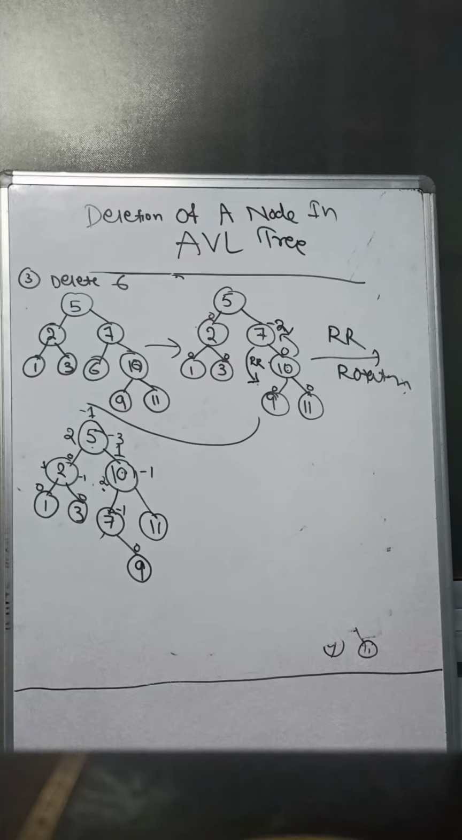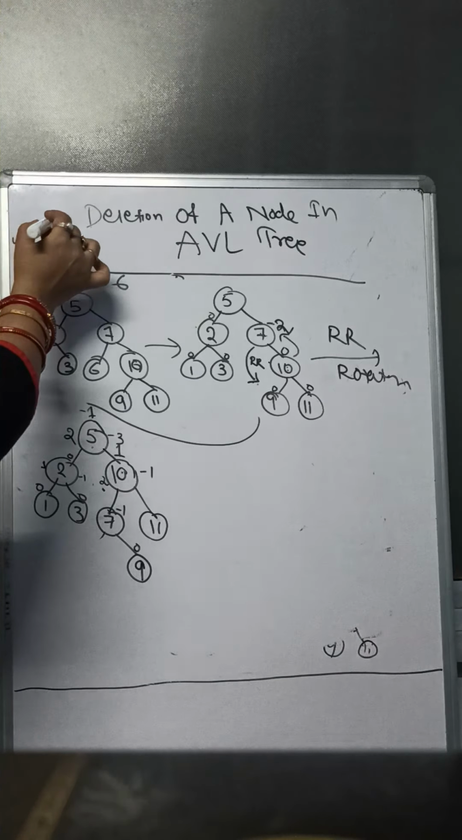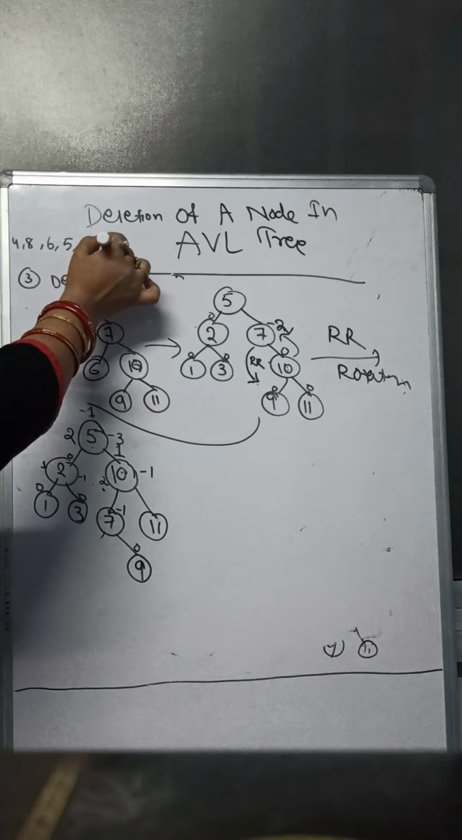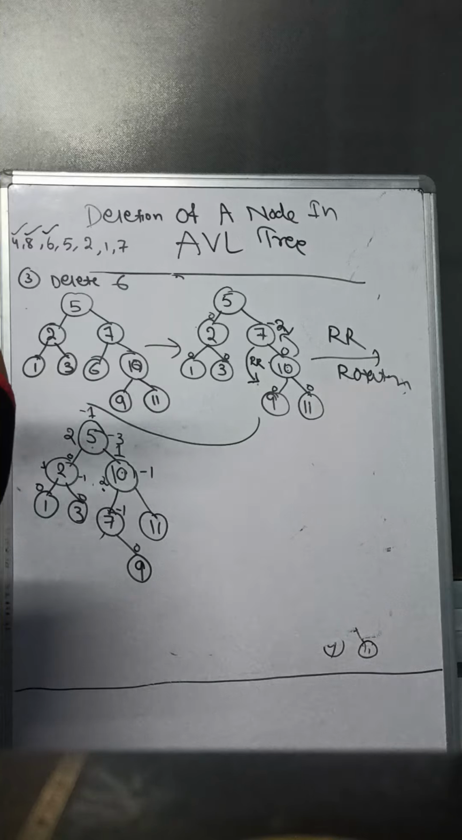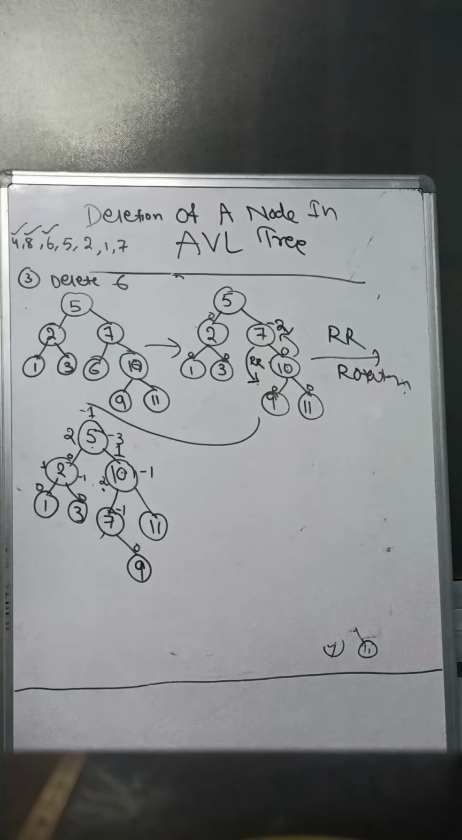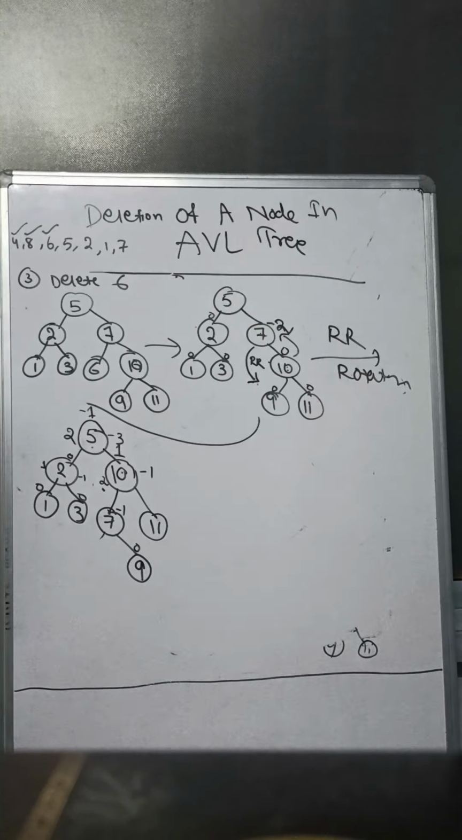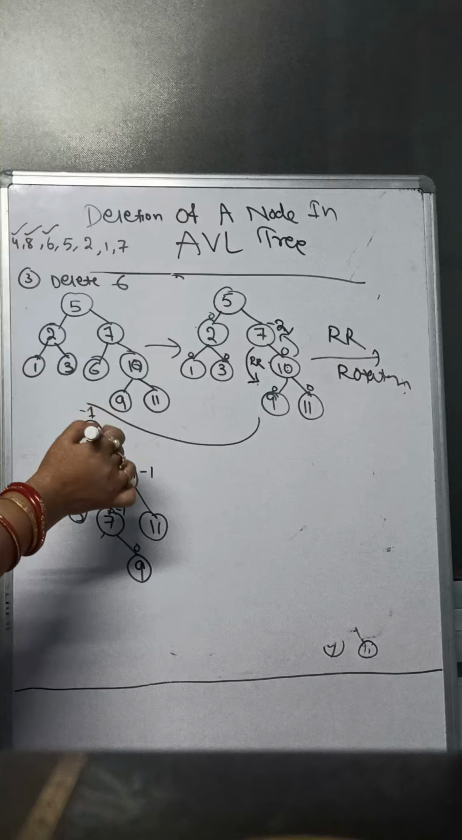2 or 1, whatever. We have deleted 4, then I have to delete 4, then 8, then 6, then 5, then your 2, then 1, then 7. We have already deleted 4, 8, 6. Then I have to delete now 5. So 5 is your important node, okay? So 5 is your important node. This is the root node. So root means it is most important.